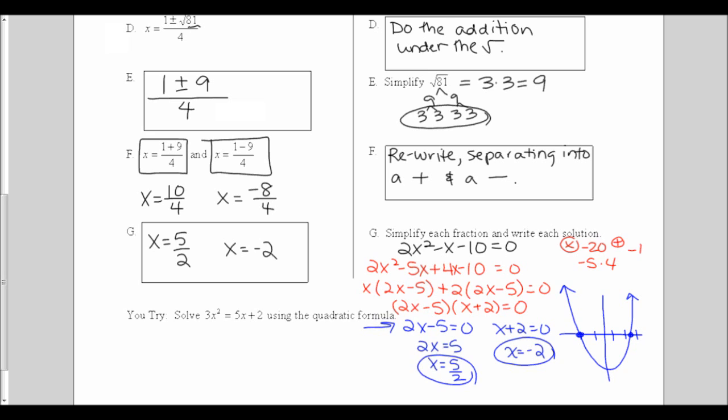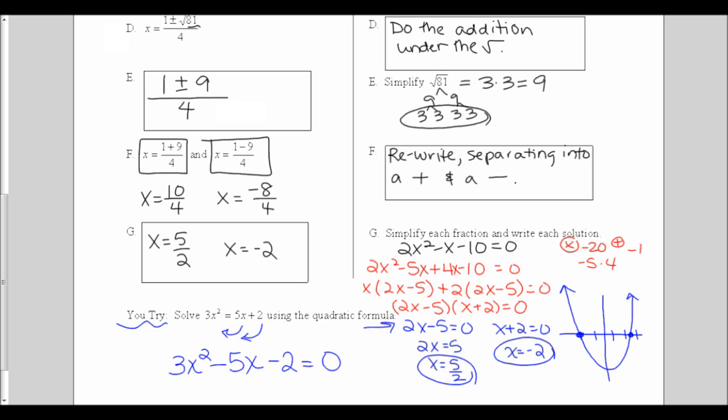Here's a try. Solve 3x squared equals 5x plus 2 using the quadratic formula. First thing we want to be sure of is that we move this 5x and this 2 over to the other side. So I'm going to solve the equation 3x squared. When I move the 5x over, it's minus 5x. When I move the 2 over, it's minus 2. And this is the equation that I'm going to be solving.